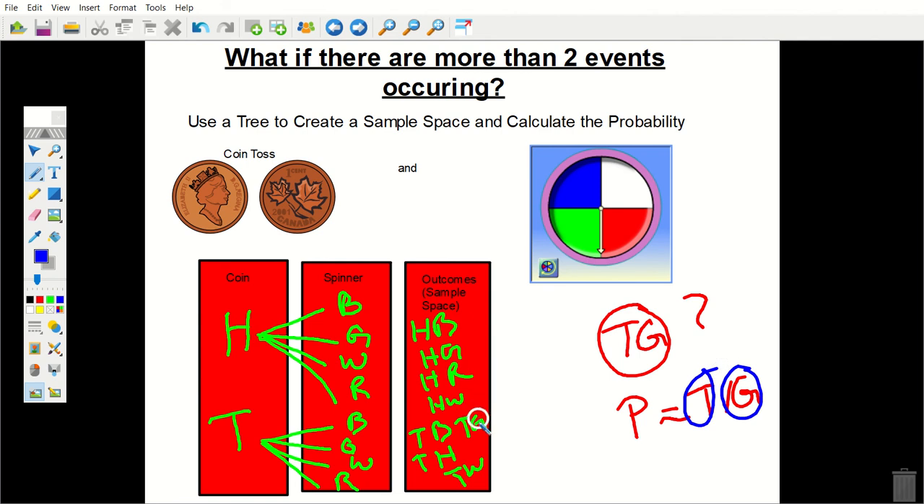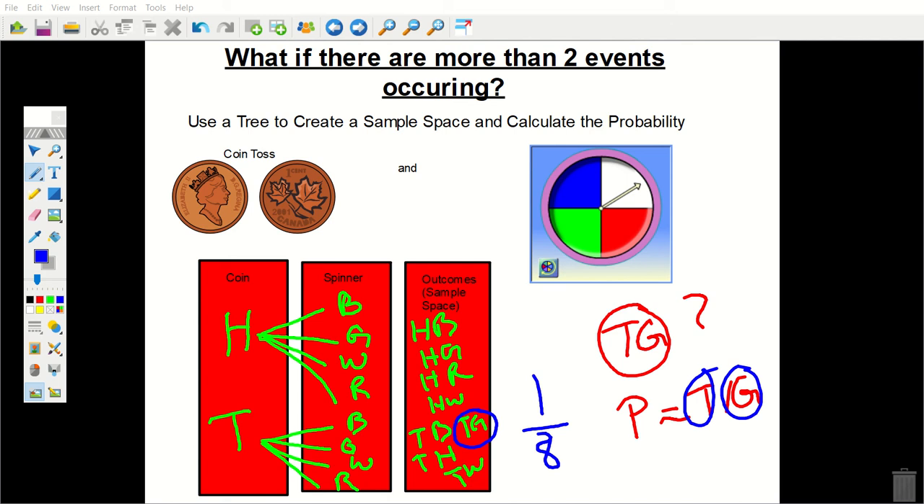So right here, tails and green comes up 1 time. So the favorable outcomes are 1, and the total outcomes are 1, 2, 3, 4, 5, 6, 7, 8. So the probability of flipping a tails and then spinning a green is 1 in 8. Now, if we're actually to spin that spinner, let's see if we hit a green just for fun. I'm guessing blue. No, it was white. Wrong.